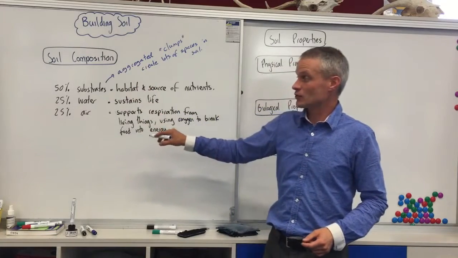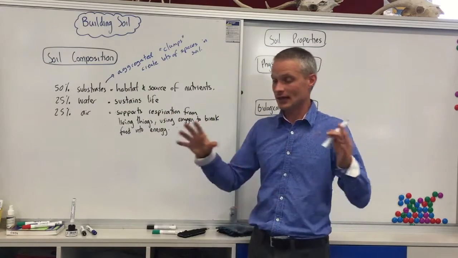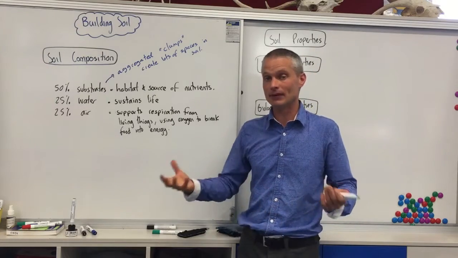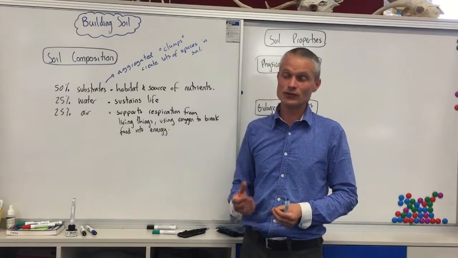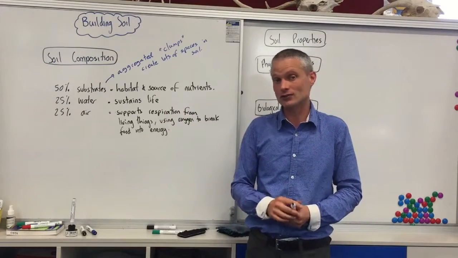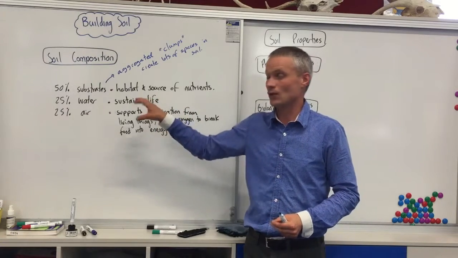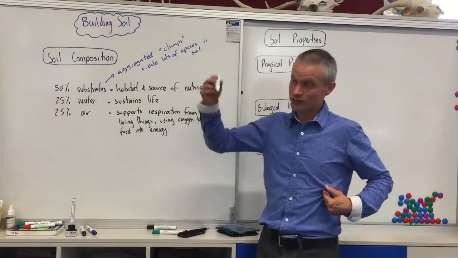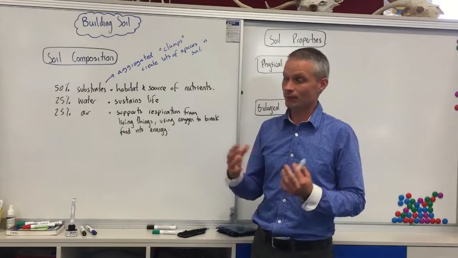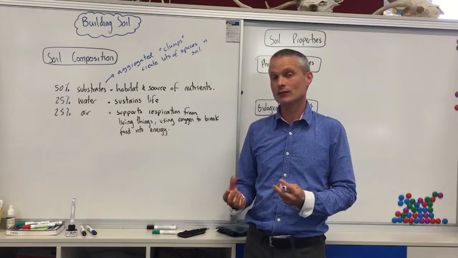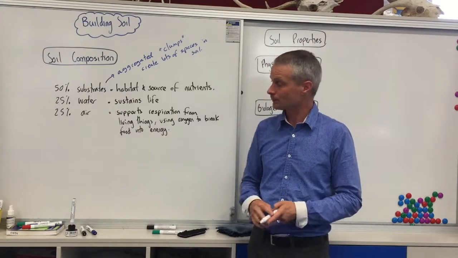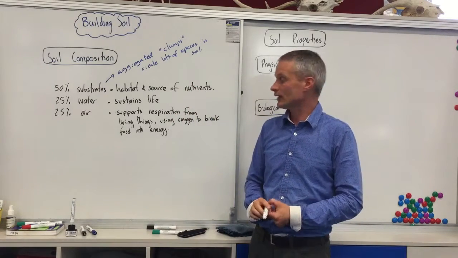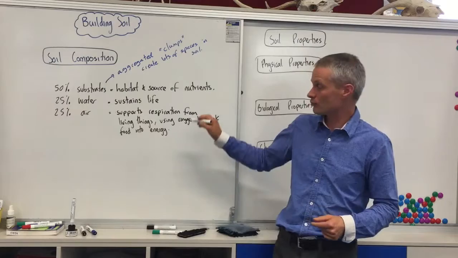But in the ideal situation, 25% of the space of the soil is water, and that water is really essential because plants need it, all living things need water, so it really sustains the life in the soil. The air that's in the soil will allow the water to flow through the soil so that it doesn't pool and stagnate, which would block out the oxygen, and will allow the gases to circulate through the soil, and those gases will support respiration.